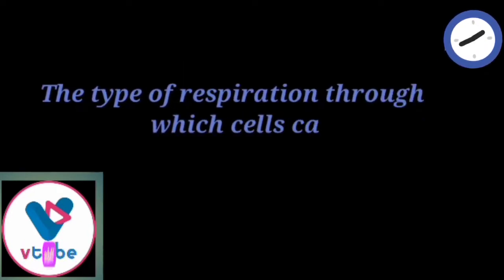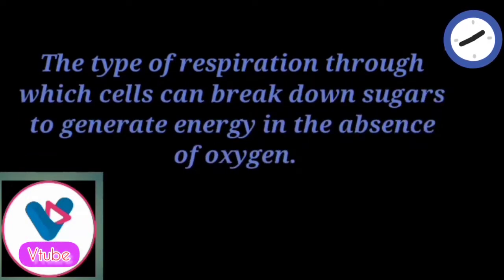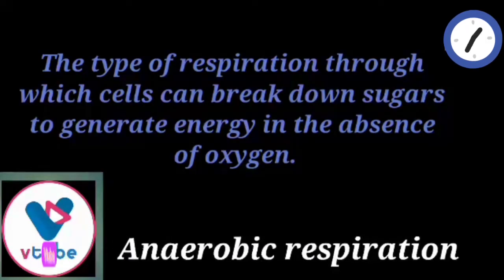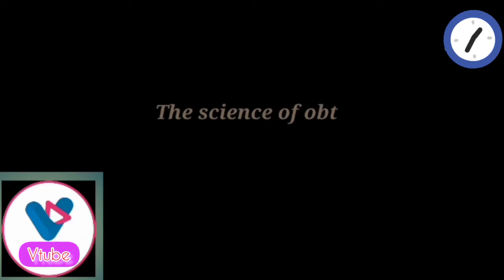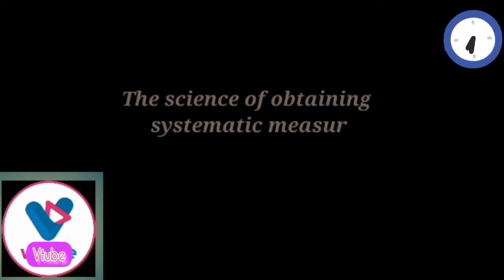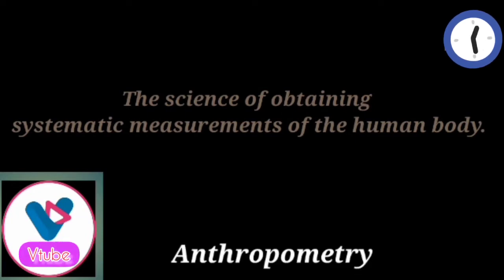The type of respiration through which cells can break down sugar to generate energy in the absence of oxygen is called anaerobic respiration. The science of obtaining systematic measurements of the human body is called anthropometry.